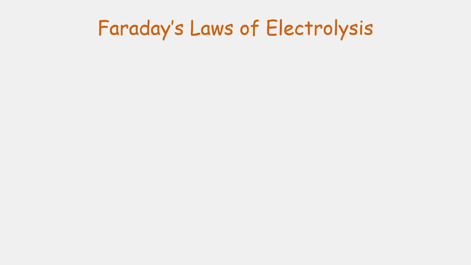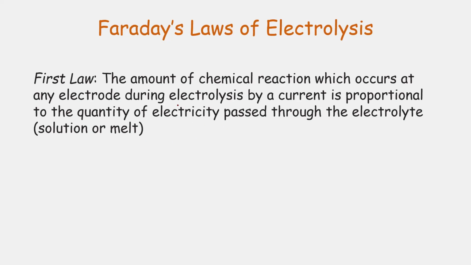Now then you have Faraday's laws of electrolysis. Faraday's laws of electrolysis are quite simple. The first law says that the amount of chemical reaction, which tells you how much product will be formed, is proportional to the quantity of electricity that has passed through the electrolyte. Simply, the amount of product formed is directly proportional to how much electricity you are passing. That can depend on the ampere of current and on the time for which you are passing it.